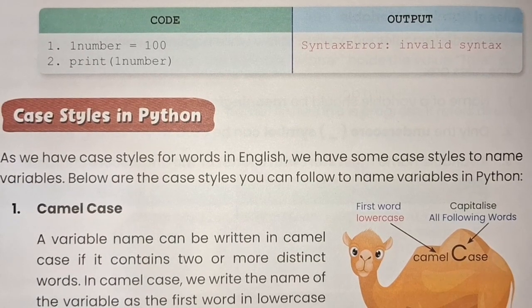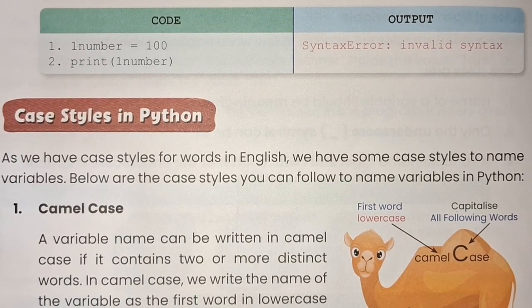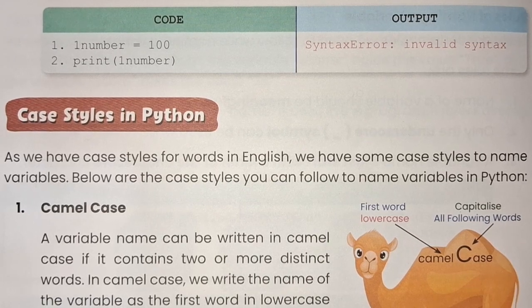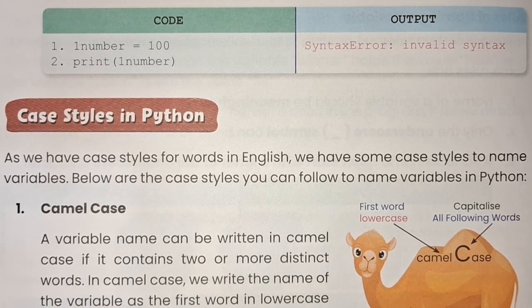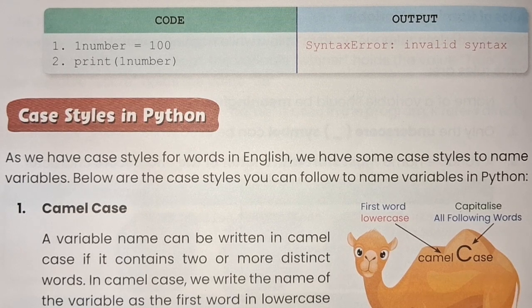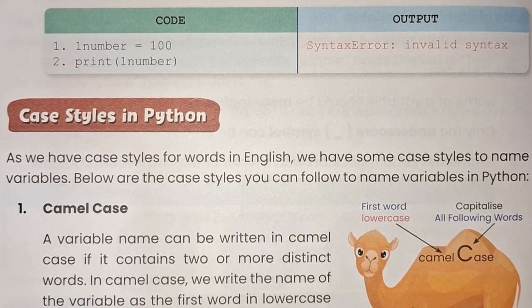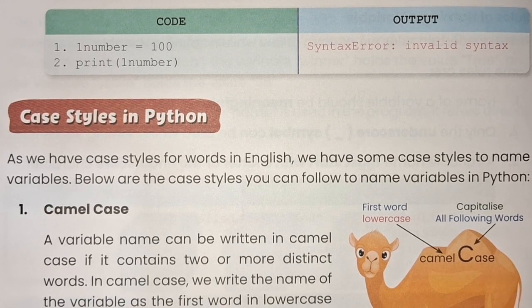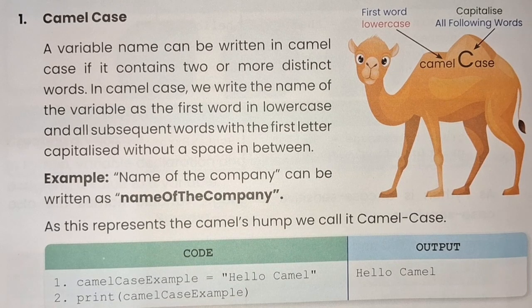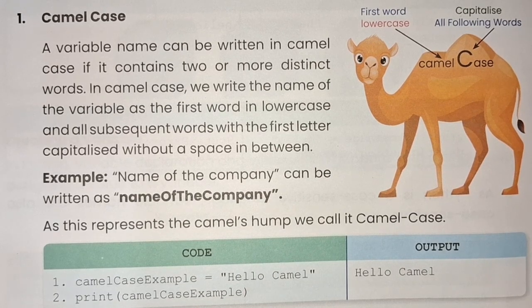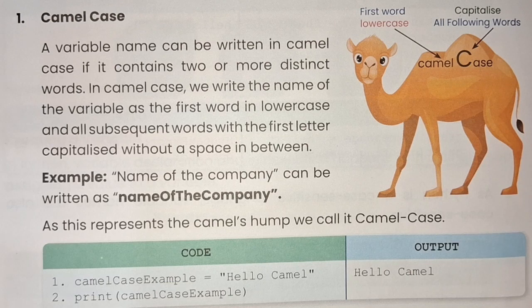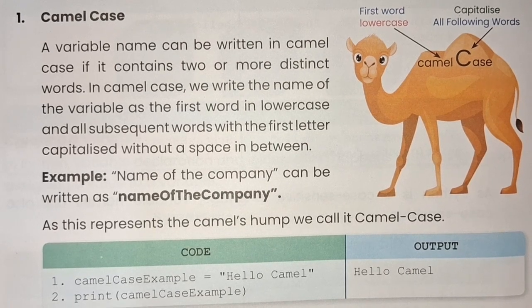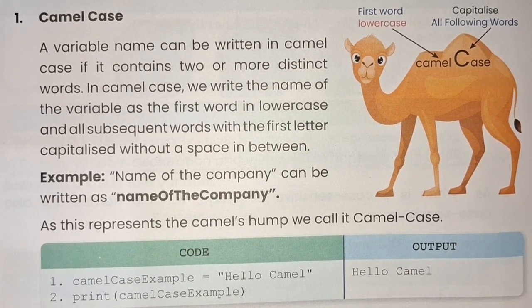Now we'll talk about case styles in Python. As we have case styles for words in English, we have some case styles to name variables. Below are the case styles you can follow to name variables in Python. First is camel case. A variable name can be written in camel case if it contains two or more distinct words. In camel case, we write the name of the variable as the first word in lowercase and all subsequent words with the first letter capitalized without a space in between.